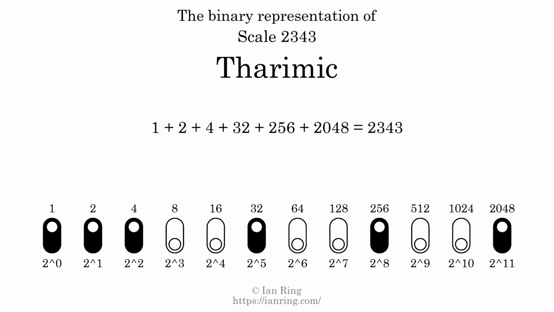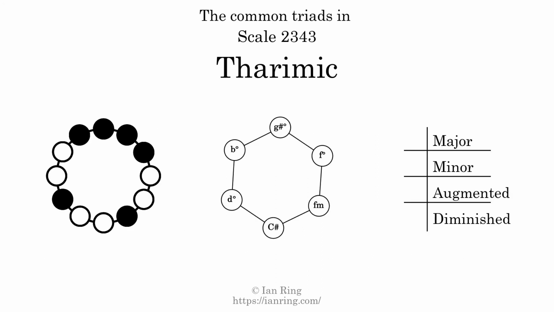2343. The scale number not only enumerates the scale with a unique index, but it also literally describes the tonal content of the scale. Represented as a binary number in base 2, the scale number is 1001001001111. Here are the common triads present in this scale.